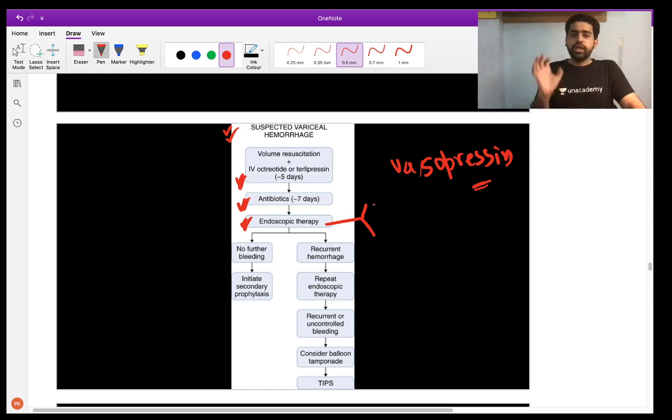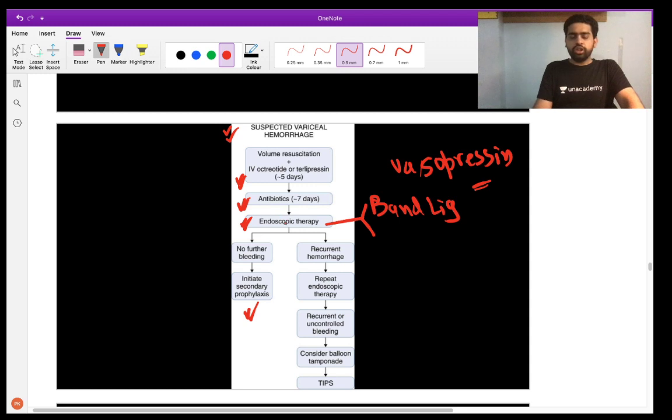Which is the preferred one? Band ligation is the one which is preferred, okay? So I'll just talk because the pen is acting a bit weird sometimes. So what we'll prefer is band ligation. This is important, okay? Rebleeding rates and the patient complications are better with band ligation as compared to sclerotherapy. That is fine. If the patient's bleeding is under control, good enough, shift the patient to ICU, and then you can start the patient on secondary prophylaxis. I'll talk about secondary prophylaxis in a while, don't worry.